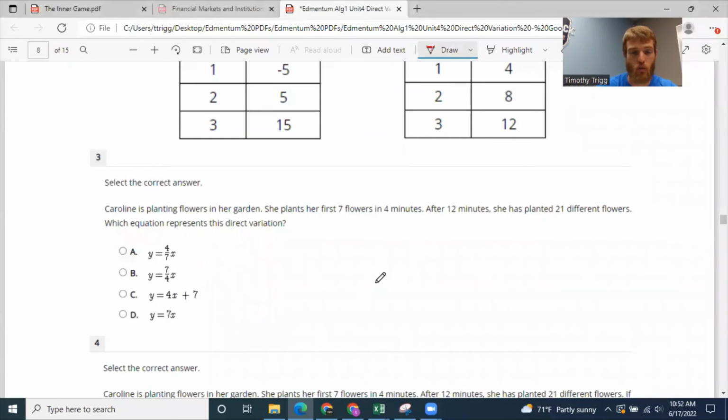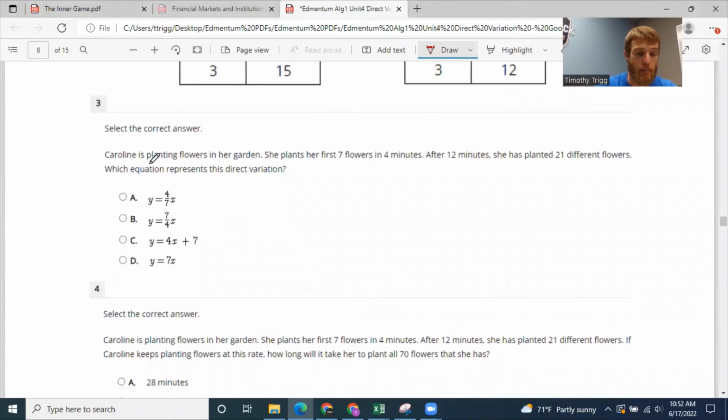So this next one's a little bit tricky, but if you take a look, number 3. Caroline is planting flowers in her garden. She plants 7 flowers in 4 minutes, and after 12 minutes, she has planted 21 different flowers. Which equation represents direct variation? Well, here it's not very clear what the x variable should be and what the y variable should be. So in general, we usually want to consider time as our independent variable, because time runs independent of other things. The number of flowers, however, depends on the amount of time. So here, our x variable is the number of minutes.